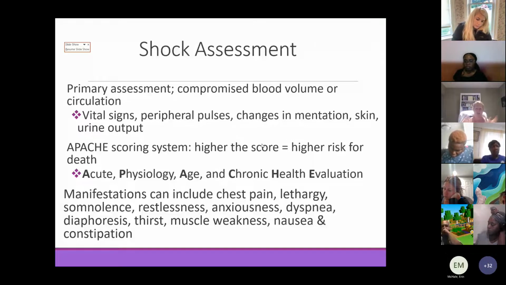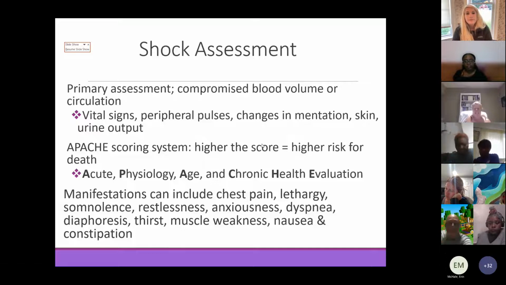In the ICUs, I'm not going to quiz you on this, but they use something called the APACHE scoring system. Basically, the higher the score, the higher the risk for death. It looks at acute physiology issues, the patient's age, and a list of their chronic health issues. They usually use these in the ICU. You don't have to worry about that.